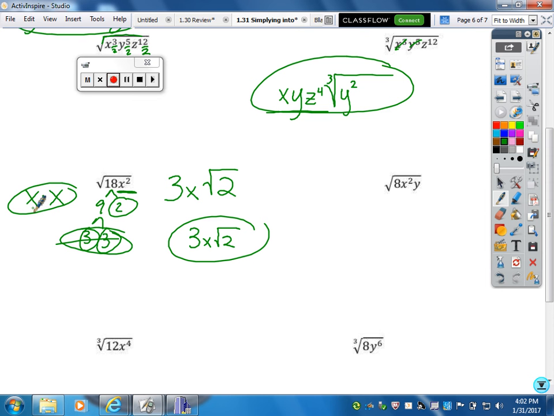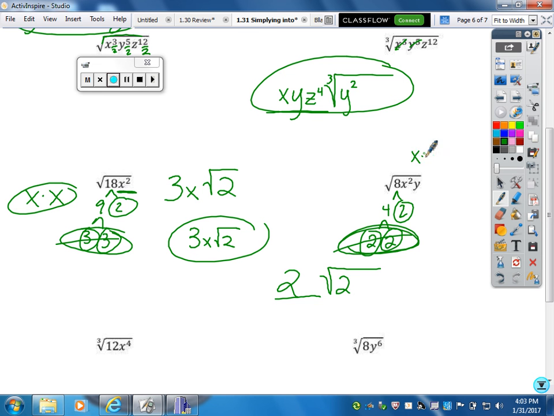Alright, another square root over here. Let's see what we've got. So 8 is 4 and 2, which is 2 and 2. On the outside, I've got a pair of 2's with a 2 left over. And for my variables, I've got 2 x's and a y. So an x gets to go out, none left over, with a y still inside. So 2x root 2y.